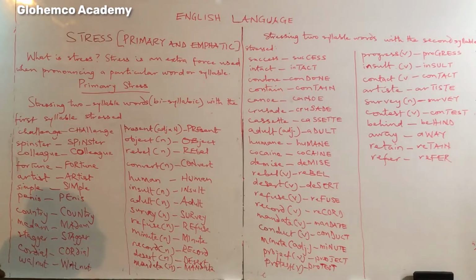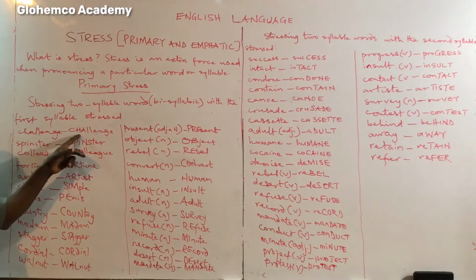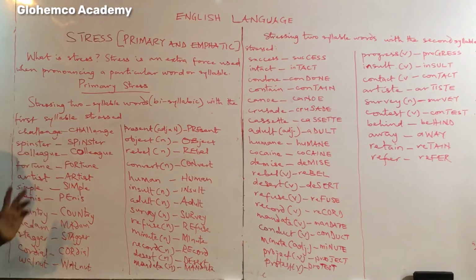The first one here is CHALlenge. That's why the stressed syllable is capitalized, written in capital letters. So we have CHALlenge, not chalLENGE. A spinster. COLleague, not colLEAGUE. Please take note of that. I know a lot of people out there, they always say, my colLEAGUE. It's not your colLEAGUE, it's your COLleague. So please take note, COLleague.